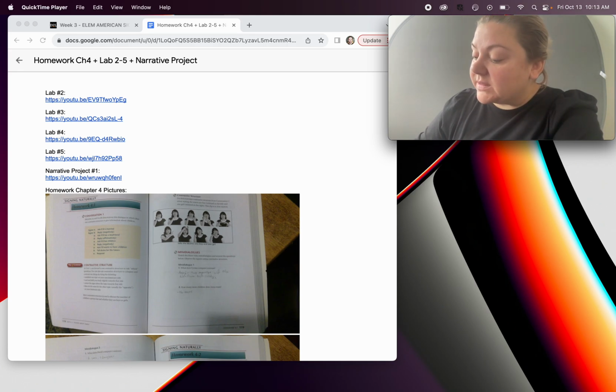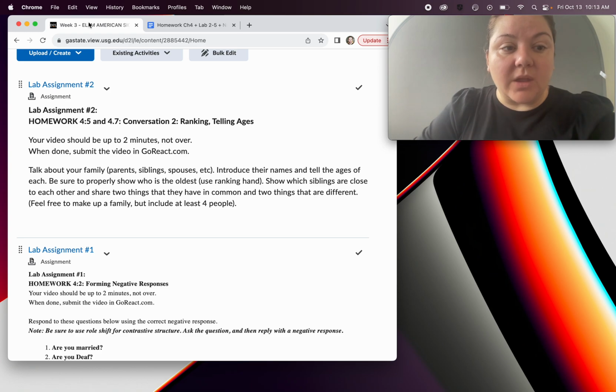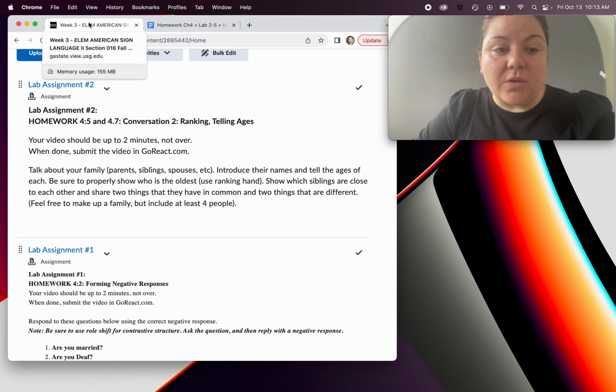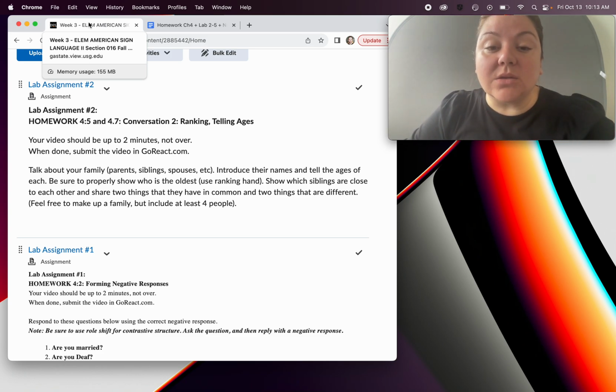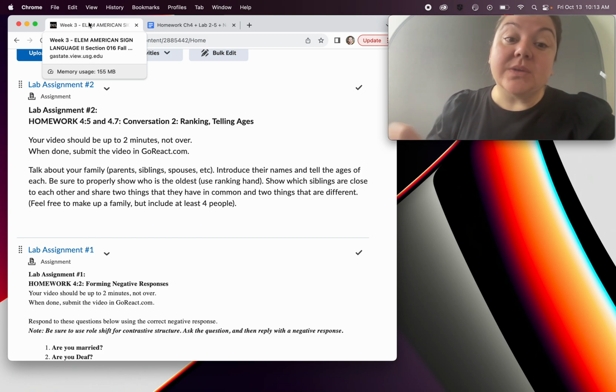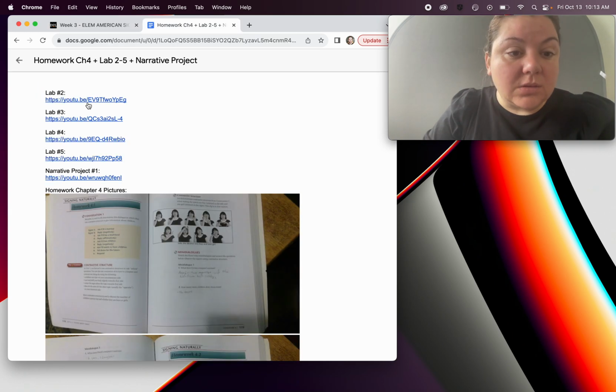All right, let's look over some of your labs together. We'll start with lab number 2. The goal of lab 2 is to talk about your family: parents, siblings, spouses. Introduce their names, tell their ages, and show who the oldest is by using the ranking, the listing hand. We went over that in class the other day. Show which siblings are close to each other and share 2 things they have in common and 2 things that are different. You can make it up if you don't have a real family. Okay.